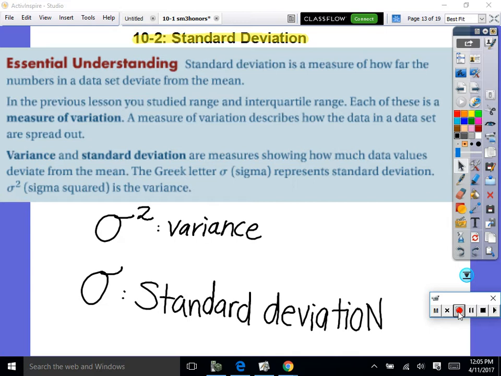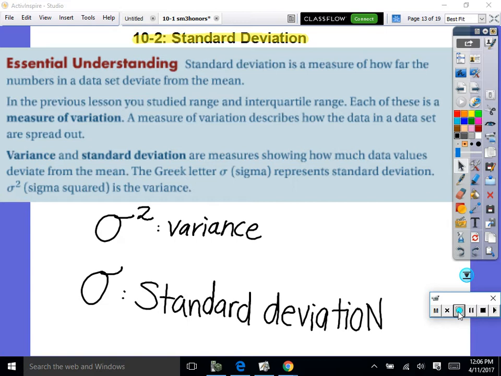In the previous lessons, we studied range and interquartile range. We found the range and the interquartile range, and each of these is a measure of variation, which makes sense, guys. If I ask how the numbers vary, what is it ranging over? A measure of variation describes how the data in the data set are spread out. It describes the spread. If it's ranging over 10, it's spread over 10. Does that make sense, everybody?